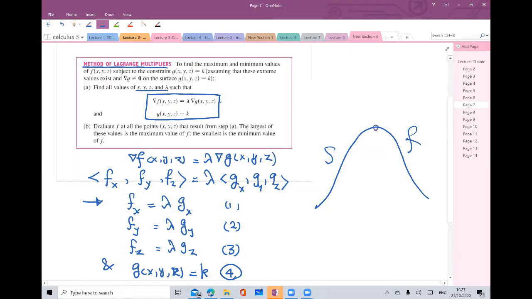Someone will tell me it's clear that this is the top. This is an absolute maximum. But do I want the absolute maximum? No, I want f subject to g equal k. What does g equal k mean?